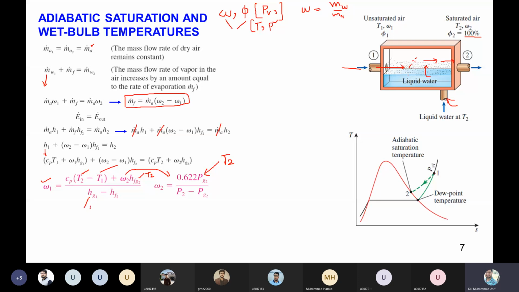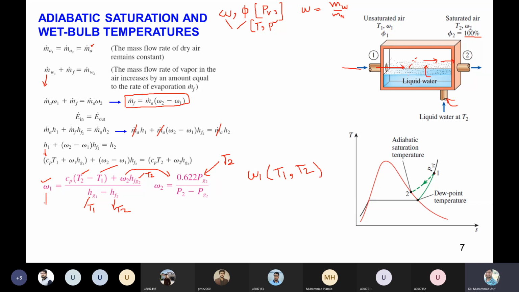Again you need T1, right? What is HF2? Again you need T2. Right? So basically, if you know just two temperatures, omega 1 is a function of two temperatures only, which are T1 and T2. So if you just know the temperature of the unsaturated air and the temperature of the saturated air, then you can calculate the value of omega 1.